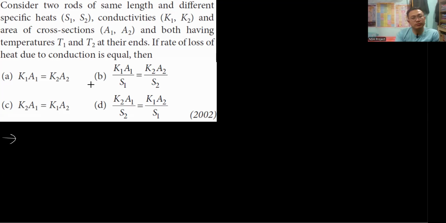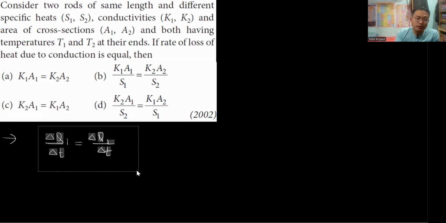Same length L1, L2, different specific heats and conductivity, this and area of cross section this, and both having temperature this. If the rate of loss of heat due to conduction is equal, okay, rate of loss of heat, delta Q1 is equal to delta Q2.